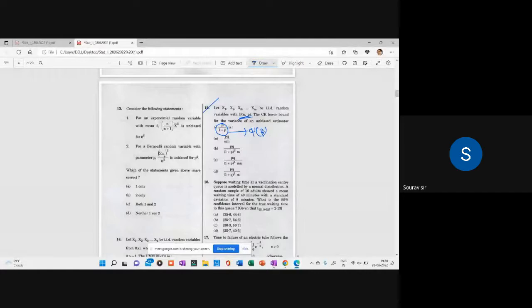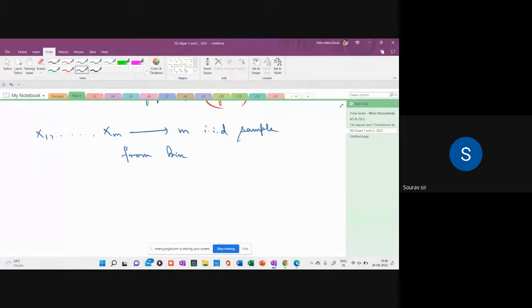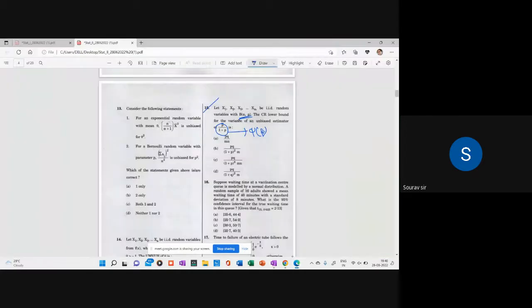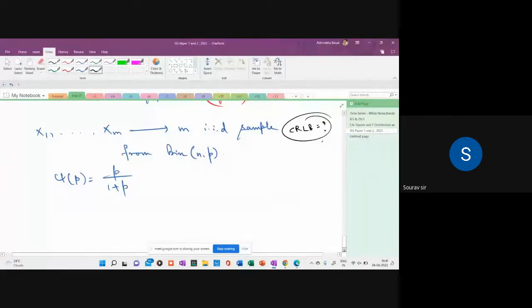So let us write this down. We have x1, x2, ..., xm, so the sample size is m, an IID sample from binomial(n, p). My ξ(p) is p/(1+p). Let me cross check it once. Yes, it's p/(1+p). So we need to find the CRLB. The question is: what is the CRLB? This is my question. So let's start finding the CRLB.